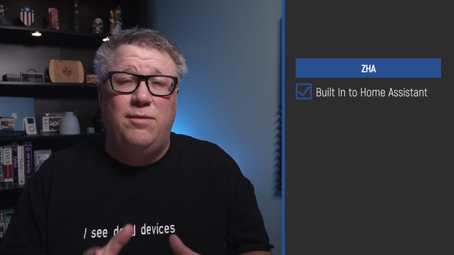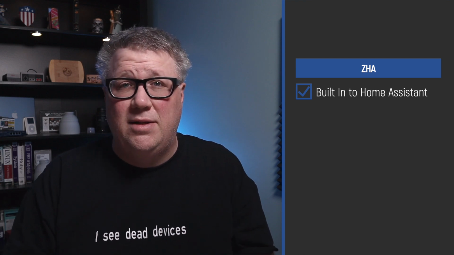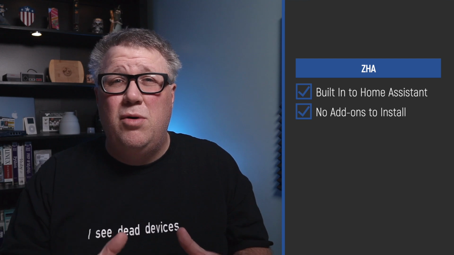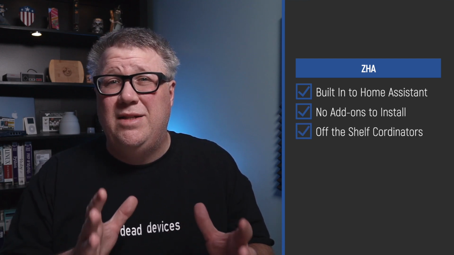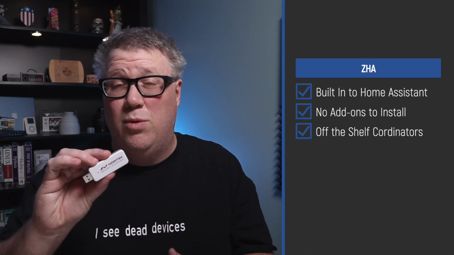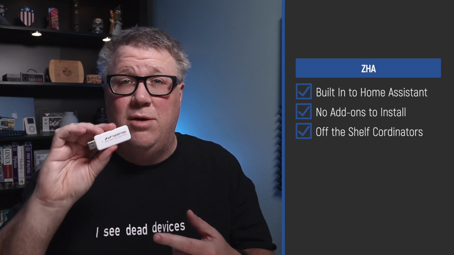The other option is the Zigbee Home Automation, or ZHA, that's already built into Home Assistant. This path is ideal for anyone wanting a simpler or less involved getting started process. The pro list here is there are no add-ons to install, and more support for off-the-shelf USB Zigbee radios like this Nortek one that has both Z-Wave and Zigbee radios in it.